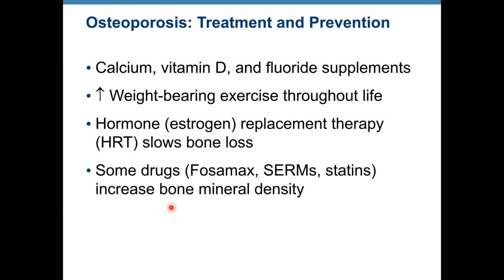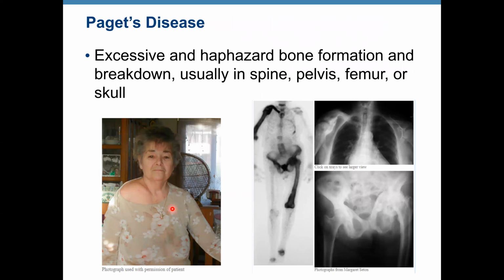And of course, there are some drugs available that increase bone mineral density. Okay, and Paget disease. Paget disease is excessive bone formation. If you see this patient over here, she has extra bony tissue growing in her pectoral region.